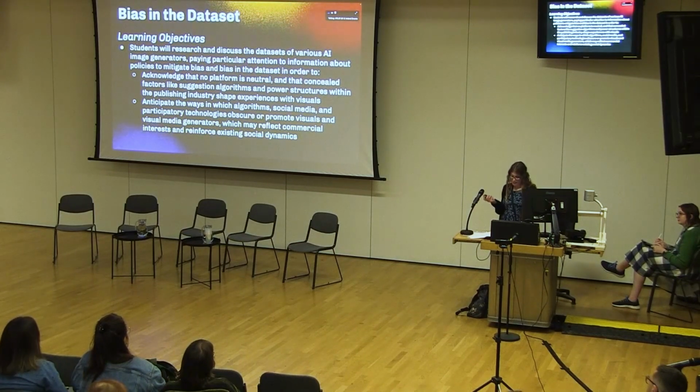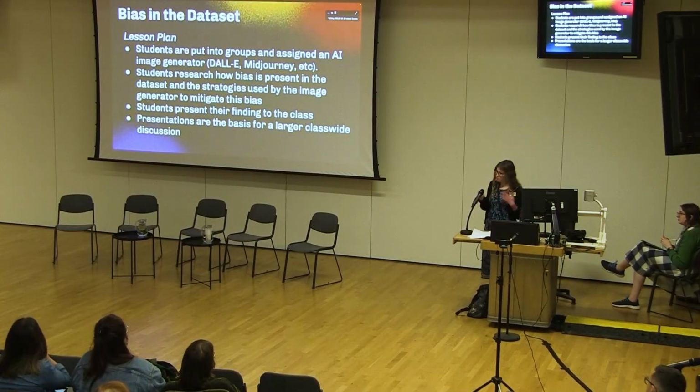So students will research and discuss the data sets of various AI image generators, paying particular attention to information about policies to mitigate bias and bias in the data set in order to acknowledge that no platform is neutral and that concealed factors like suggestion algorithms and power structures within the publishing industry shape experiences with visuals, anticipate the ways in which algorithms, social media, and participatory technologies obscure or promote visuals and visual media generators, which may reflect commercial interests and reinforce existing social dynamics.